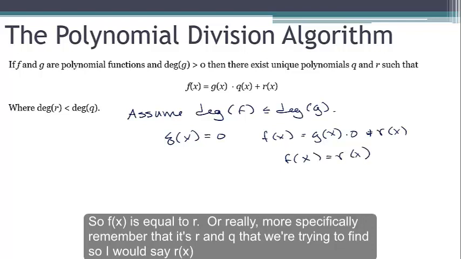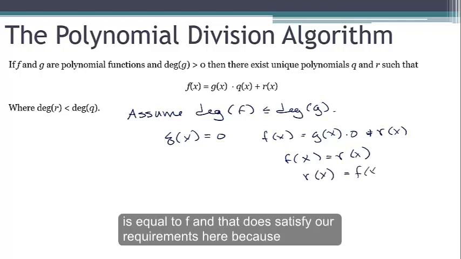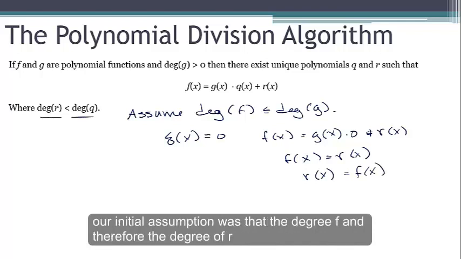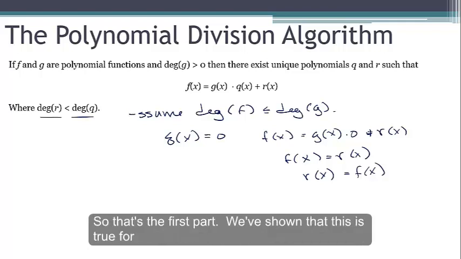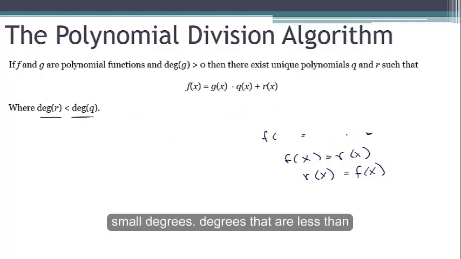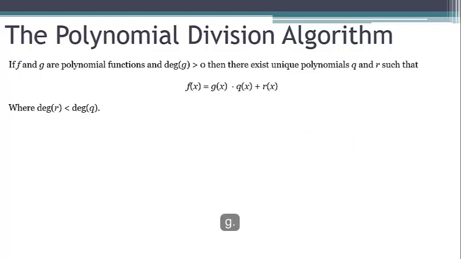Or really more specifically, remember it's r and q that we're trying to find. So I would say r of x is equal to f, and that does satisfy our requirement here, right? Because our initial assumption was that the degree of f, and therefore the degree of r, must be less than or equal to g. All right, so that's the first part. We've shown that this is true for small degrees, right? Degrees that are less than g.